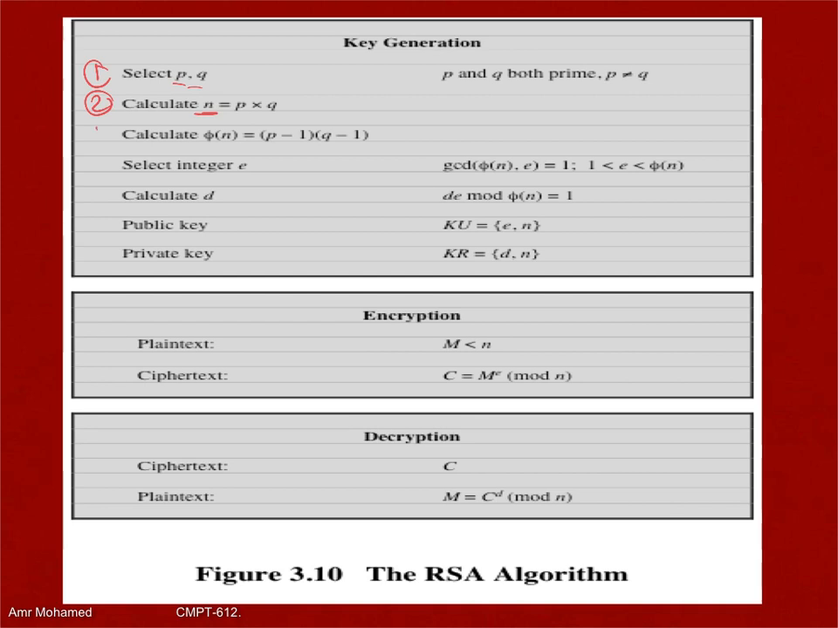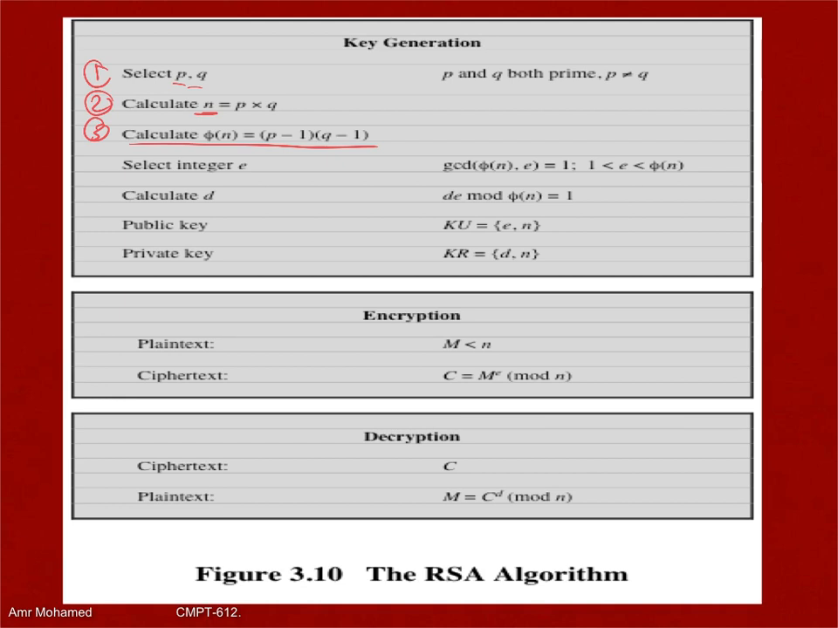Number 3, calculate the totient of n. We know that the totient of a prime number is n minus 1. The totient of n is in fact, by the way, one thing I missed, the totient maintains the multiplicative property.